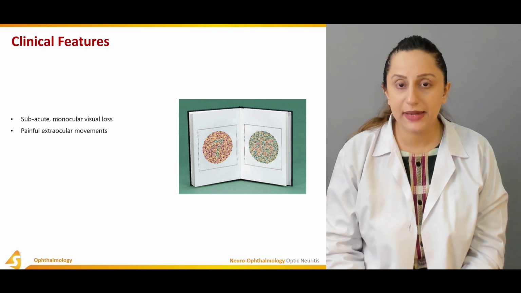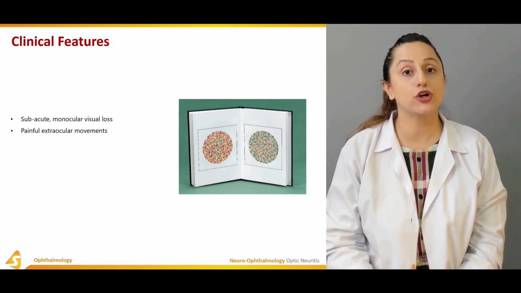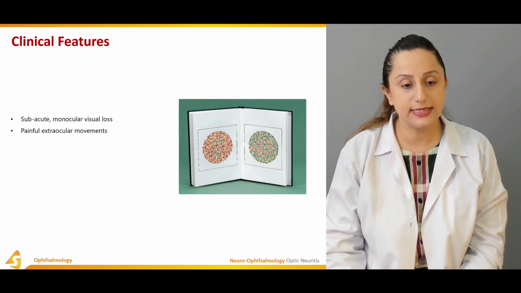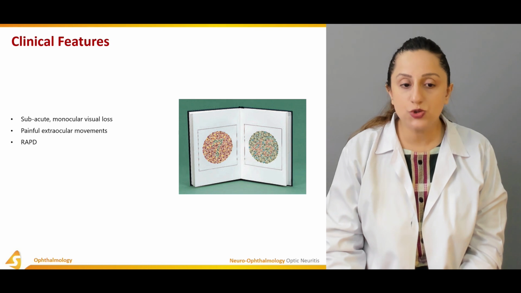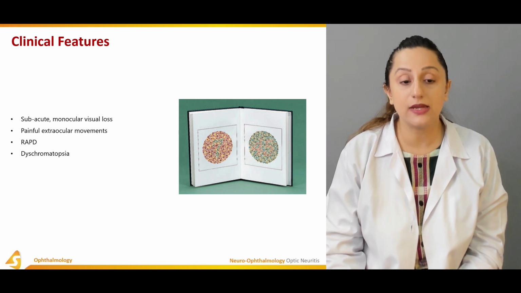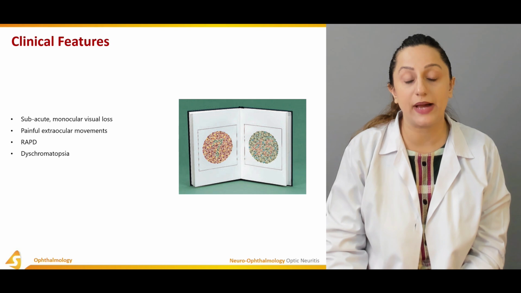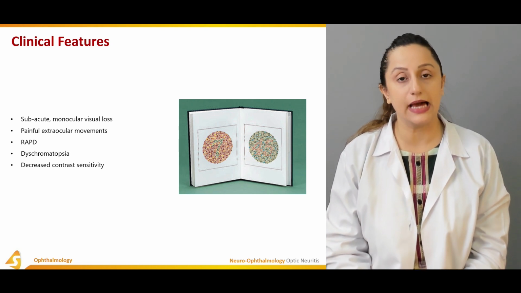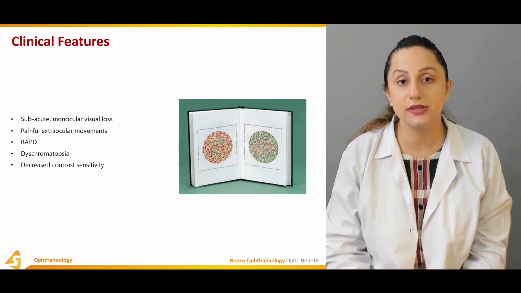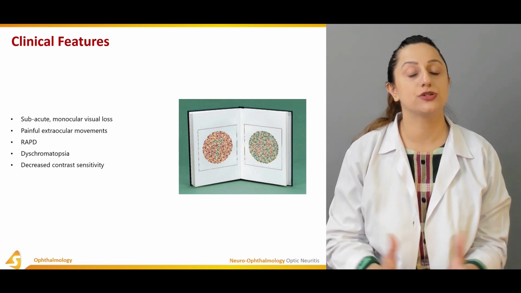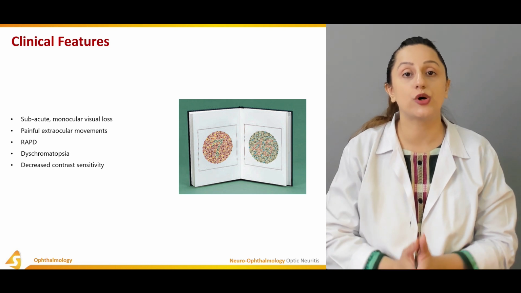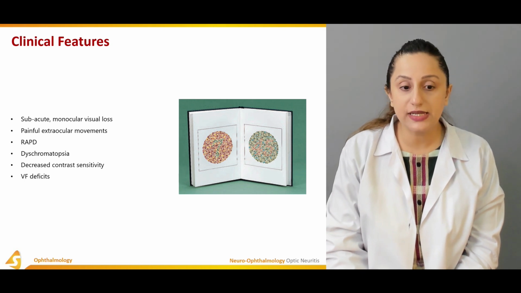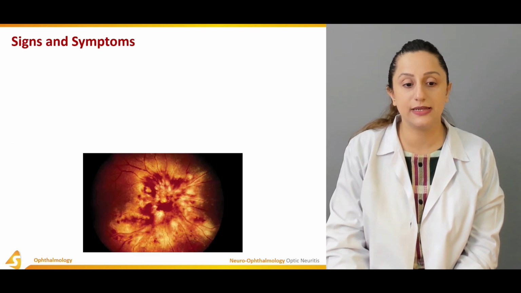Sometimes it's usually painless, but sometimes the extraocular movements that are involved along with the optic neuritis are quite painful. It's usually a case of RAPD. We usually demonstrate dyschromatopsias in the individual. There is a decreased contrast sensitivity that would be quite evidently demonstrable whenever we ask the person to read out the numbers or the digits on the Ishihara charts. We have the visual field deficits that are quite visibly seen in the individual.